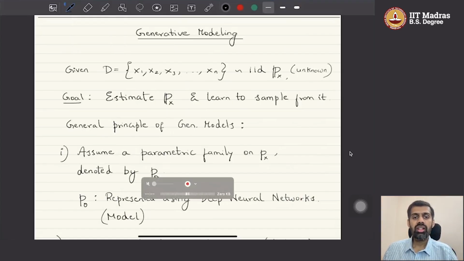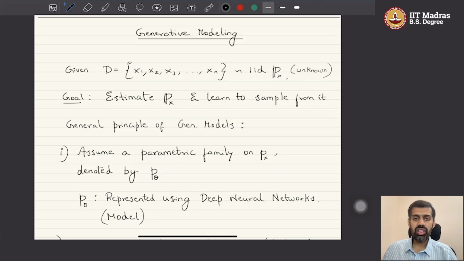Hello everyone, welcome to this session of the course on deep generative models. In this session, we will be looking at a class of generative models based on a principle called variational divergence minimization. The famous generative adversarial networks or GANs are also a member of this family of generative models.